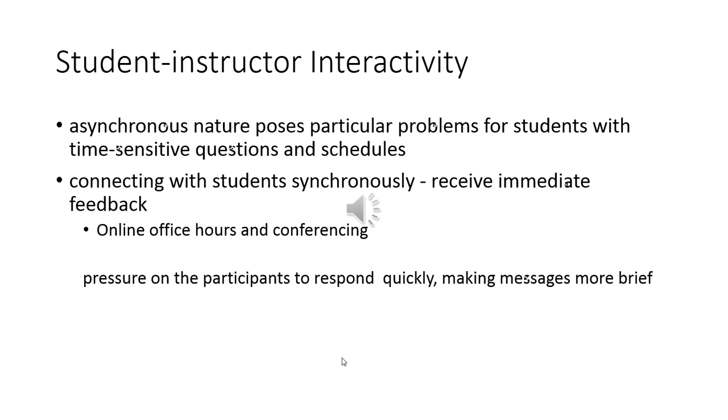However, the connection with students synchronously requires immediate feedback, and this can be quite difficult and taxing for the teachers. But there are solutions that can be used. For example, the teachers could be available online for a particular fixed time period, through which the students can go online and get immediate feedback through conferencing or chats. But there is pressure for the participant to respond quickly, and therefore in these synchronous environments, the messages and information can be very brief, because this can be quite time consuming.